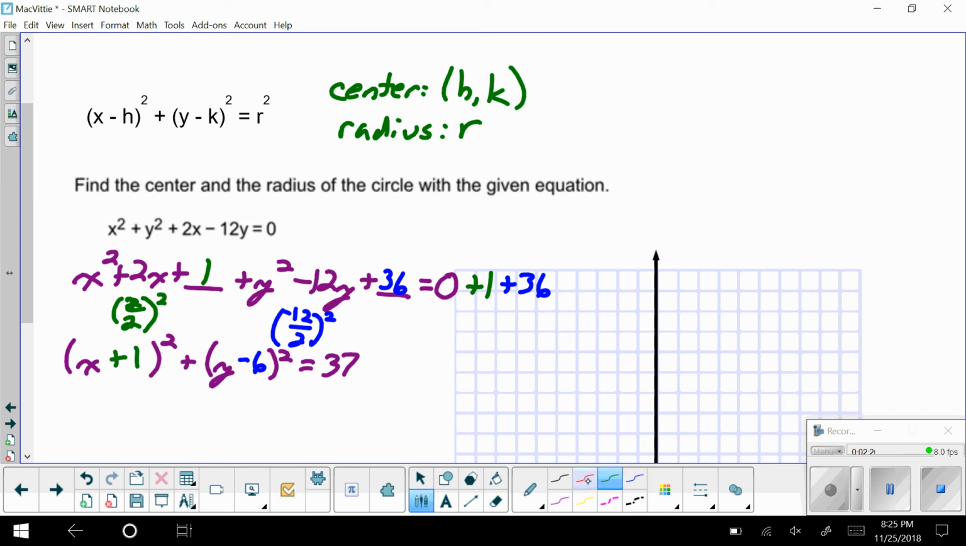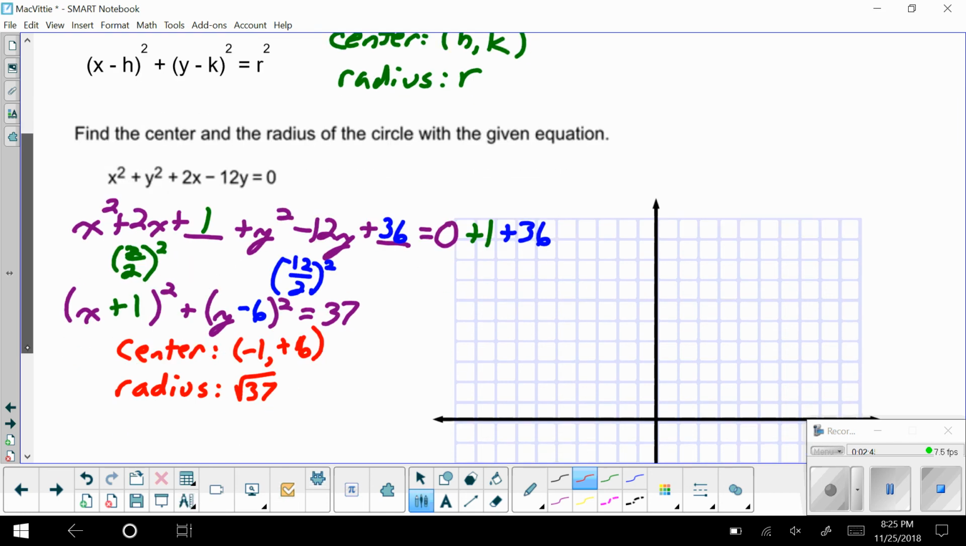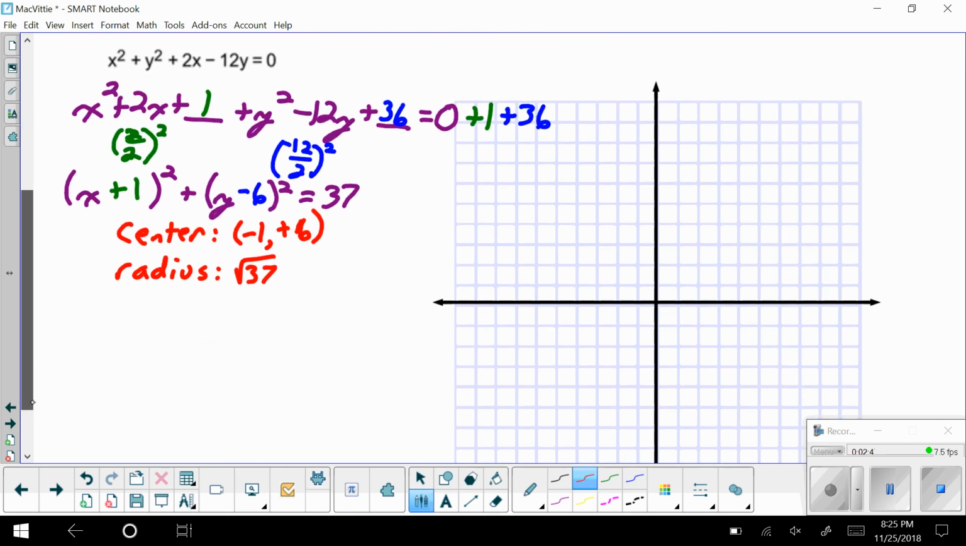So what I can tell from this is that my center, my x moved left 1, and my y went down 6, or I'm sorry, up 6. And my radius is going to be the square root of 37, which is a little bit more than 6 units.